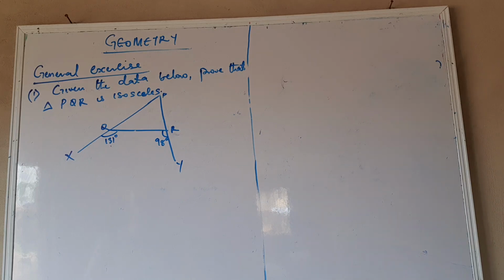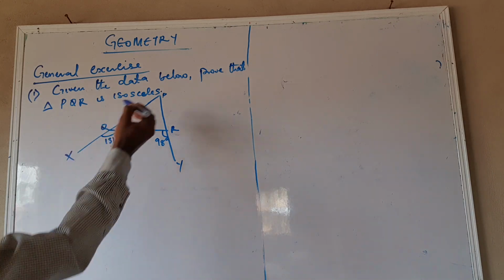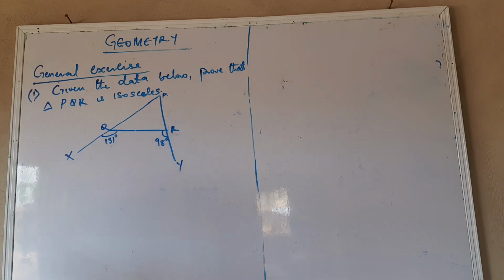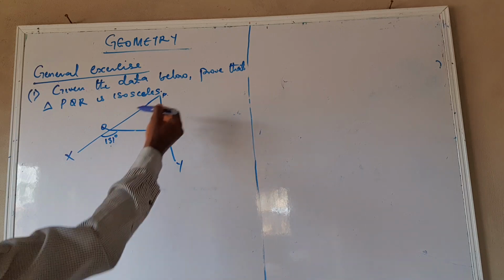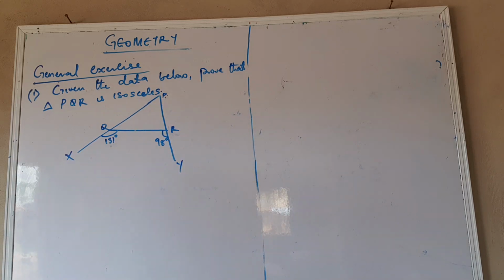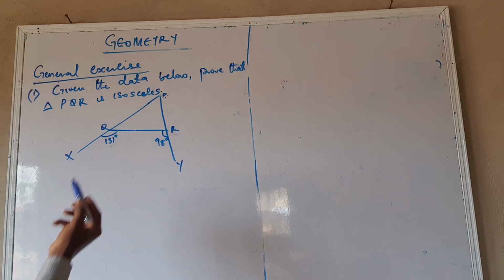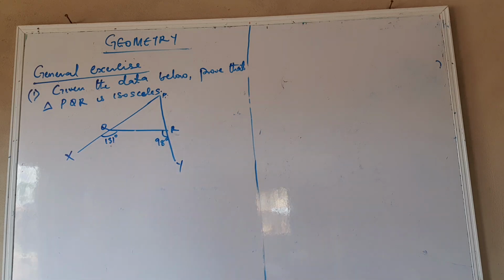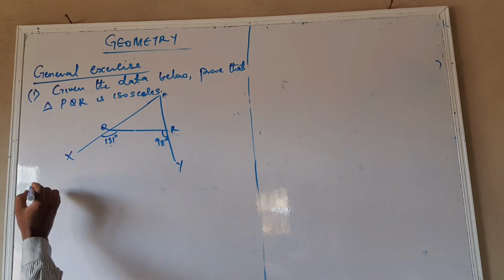We all agree to start with that PQX is a straight line, which is equal to what? 180. PRY is also a straight line equal to 180. So we can get this angle out. So let's start with looking at what?